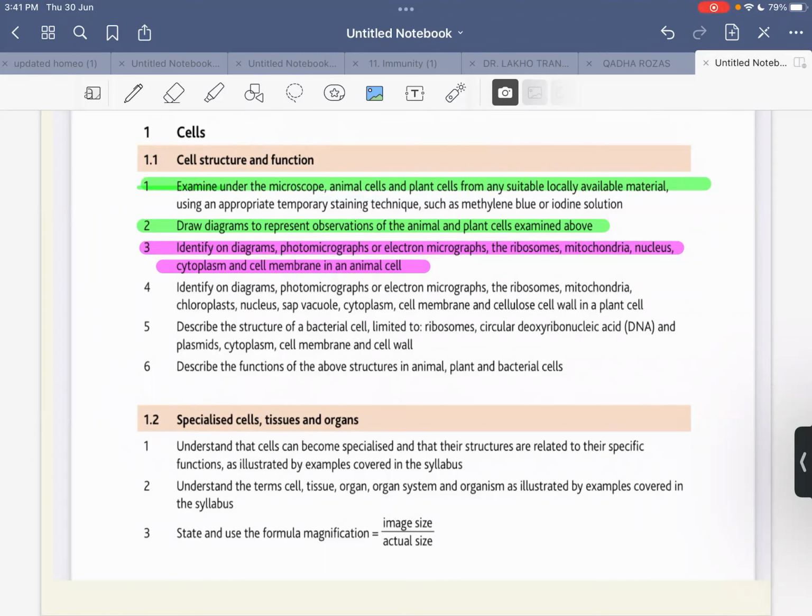Today we will be doing lecture 2 under the topic of cells, and we are still on unit 1.1, in which, on the screen, you can see we had covered the first two learning outcomes which have been highlighted in green. Today we will be covering the third learning outcome, which is identifying on diagrams, photomicrographs or electron micrographs the ribosomes, mitochondria, nucleus, cytoplasm, and cell membrane in an animal cell. So let's start.